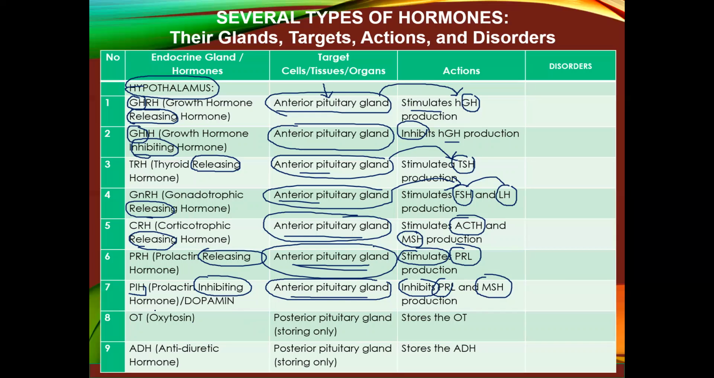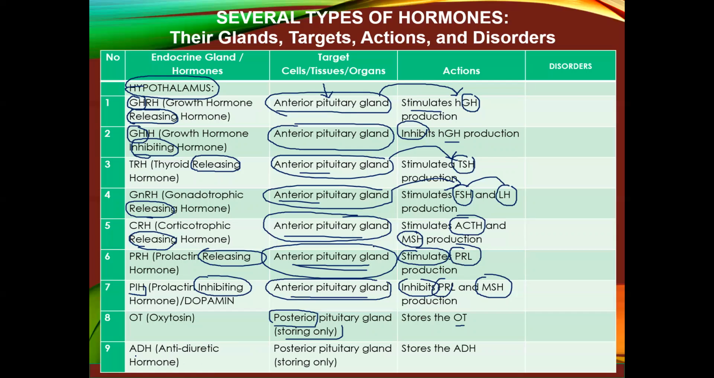The next one is oxytocin. So this is just a regular hormone. It is not a releasing or inhibiting hormone. So this oxytocin is produced by the hypothalamus, and it will go to the posterior pituitary gland. It will be stored in the posterior pituitary gland, and then released from there. So there is not really an action over here, just storage for the oxytocin. So the gland that really produces oxytocin is actually the hypothalamus. The posterior pituitary gland is used for storage.